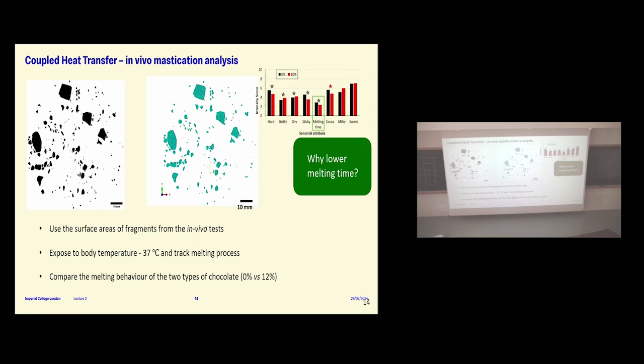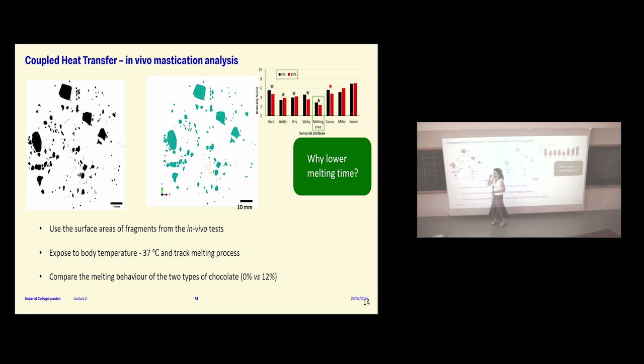Okay, so remember I showed you this earlier. I only discussed sweetness, but there's also a melting time. So the 0% had higher melting time than 10%. This is what people measured as they ate the chocolate. So can we prove that more, instead of just saying it breaks into smaller pieces, therefore they melt faster? Can we prove that? This is what we did here.